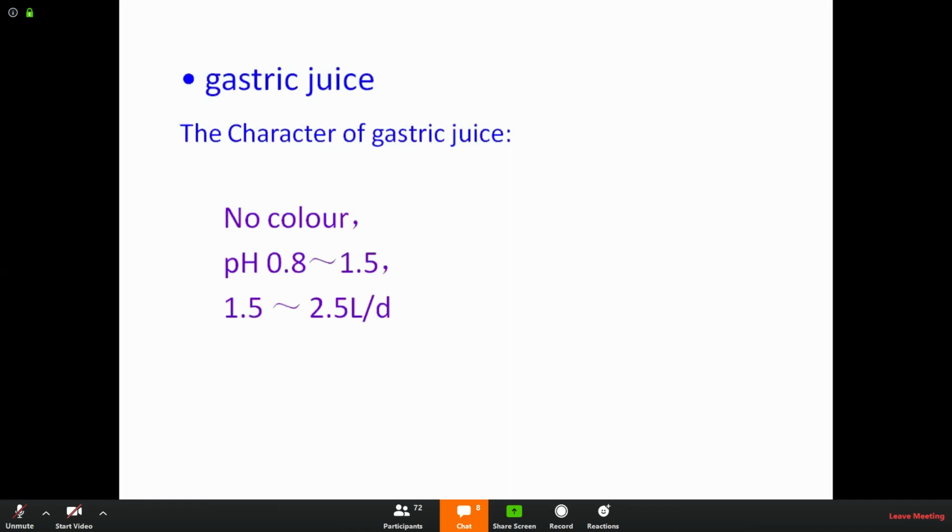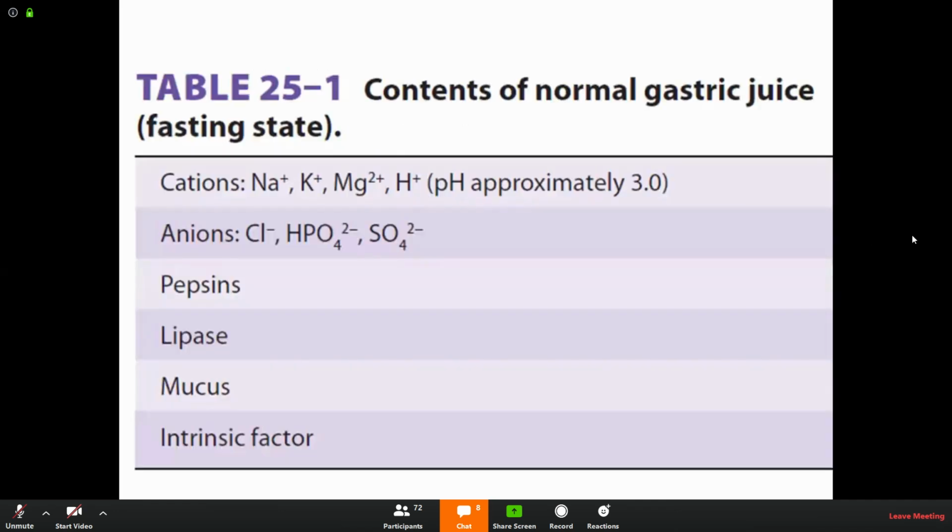So the composition of the gastric juice: it contains sodium, potassium, magnesium, and hydrogen. It contains different anions such as chloride, phosphate, and sulfate. It consists of pepsin, lipases, mucus, and intrinsic factors. These are the contents of the gastric juice.